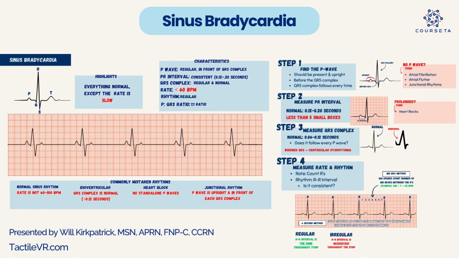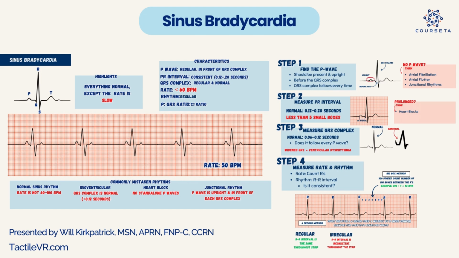Step number 1, P wave. It's upright, it's before every QRS complex, and it is there every single time. P wave's good. PR interval, we measure it, it's less than 0.20 seconds, so the PR interval checks out. Step number 3, QRS complex. The QRS complex is less than 0.12 seconds, so we are okay there. Now step number 4, rate and rhythm. We measure the rate, it's 1, 2, 3, 4, 5. That is 50 beats per minute. That's less than your normal range of 60 to 100 beats per minute.